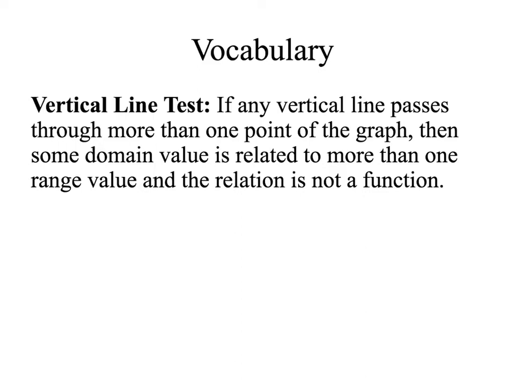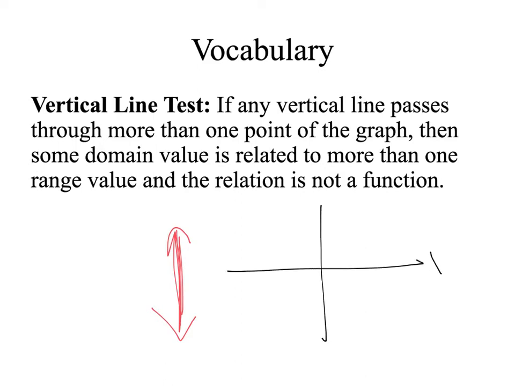So if any vertical line, and remember, vertical lines, those go up and down like this, passes through more than one point of the graph, then some domain value is related to more than one range value, and the relation is not a function. So think about a coordinate plane. Okay, these are your x values going like this. So you have x values all over the place. If you are to draw a vertical line and it hits more than one value at a time, it's going to hit more than one x value, right?